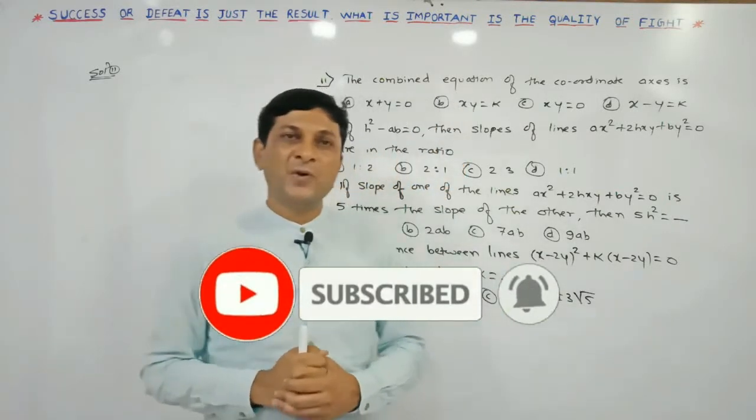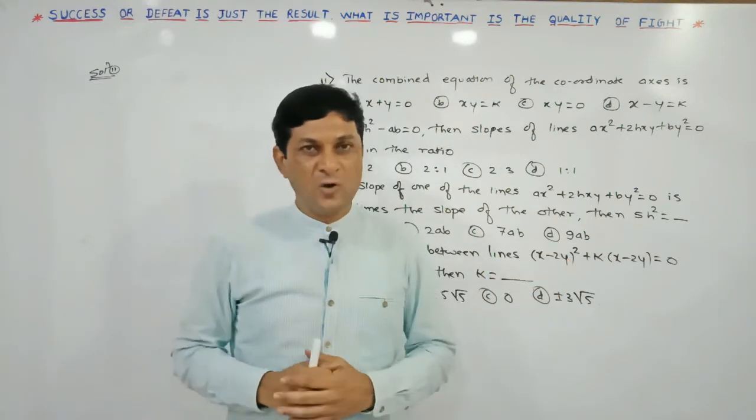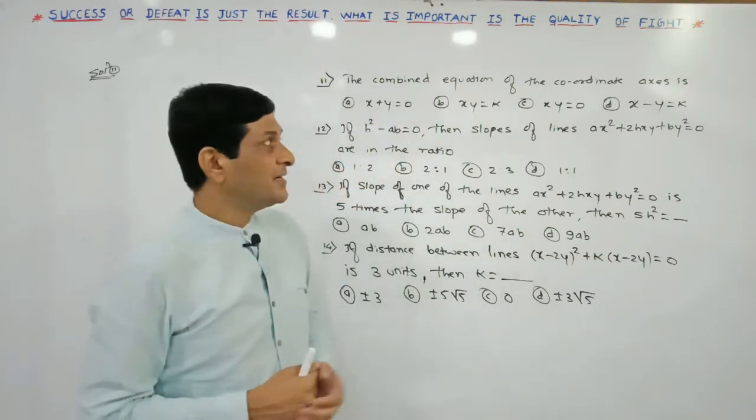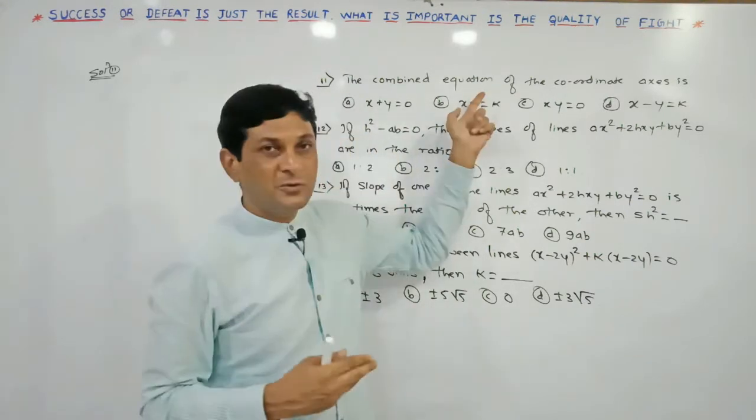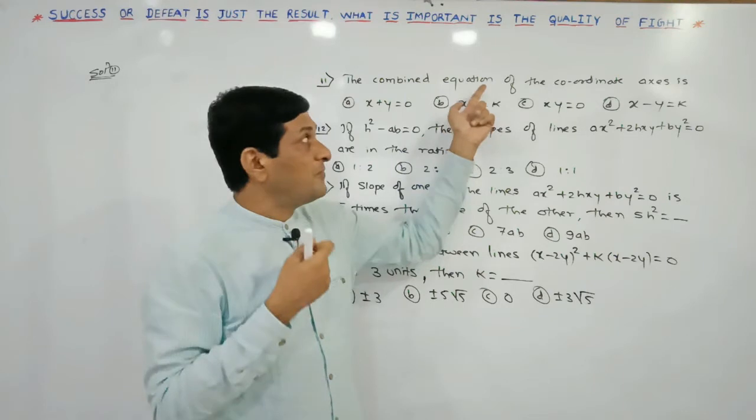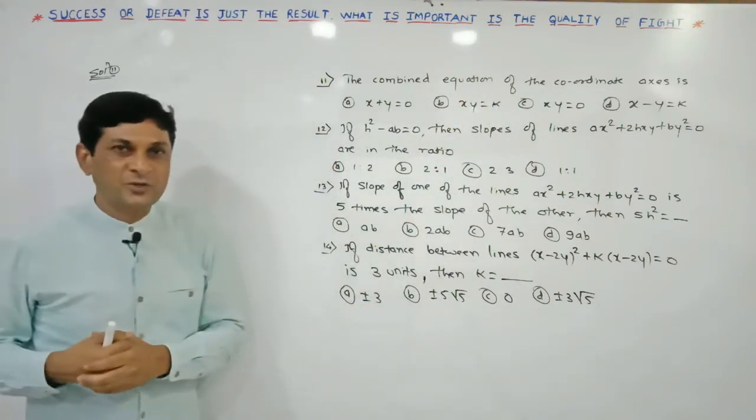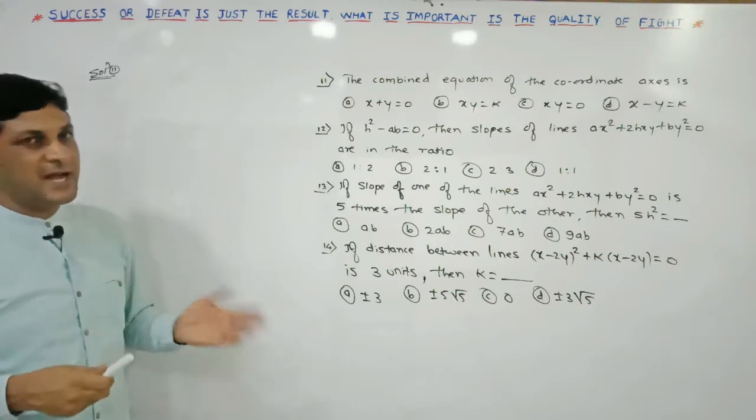See, in the last video we have solved the first 10 examples from question number 1. Now the remaining 4 examples we are solving here. So in the 11th example we have to find out the combined equation of the coordinate axes. So let us try to find the combined equation of the coordinate axes, meaning the x-axis and the y-axis.